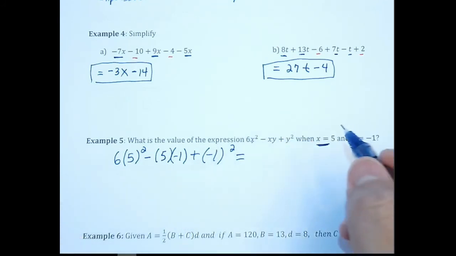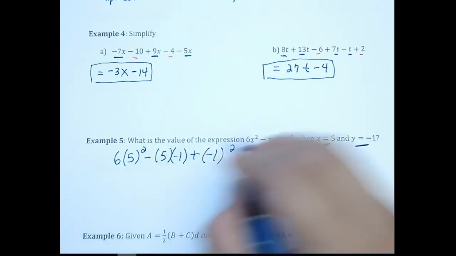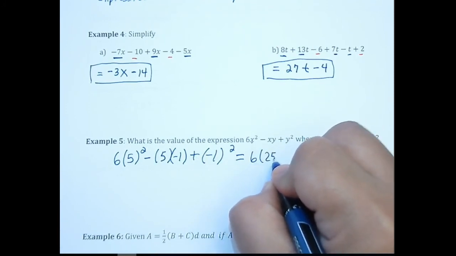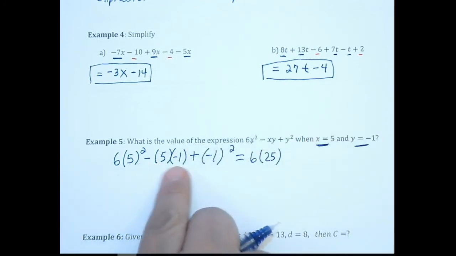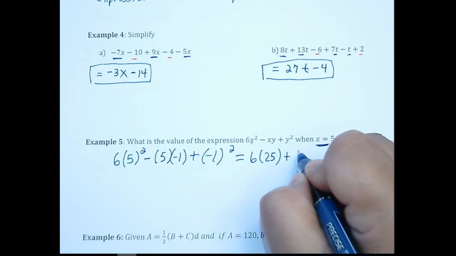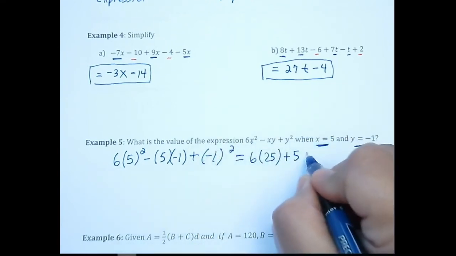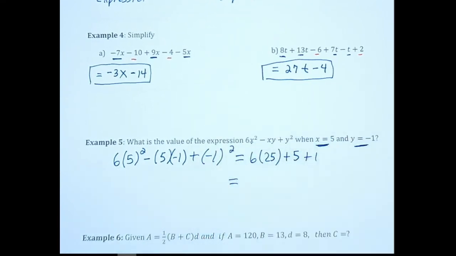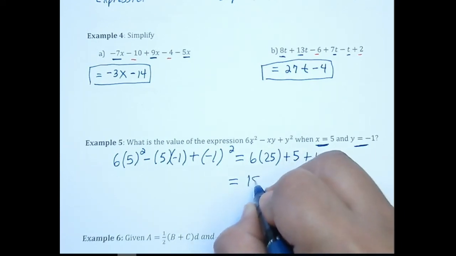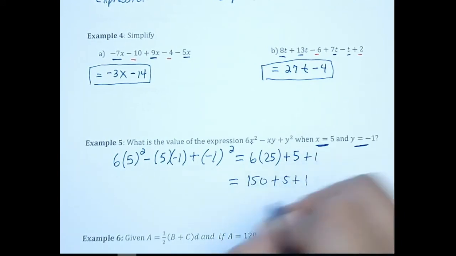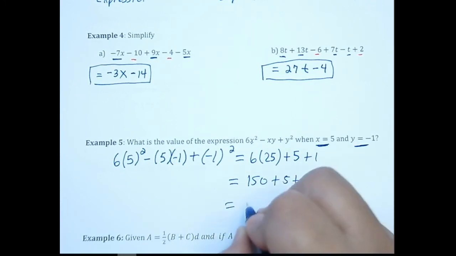So we simplify using order of operations. 5 squared is the same as 25. Negative 5 times negative 1 is a positive 5. And negative 1 squared is a positive 1. 6 times 25 is 150. And 150 plus 5 plus 1 is 156.